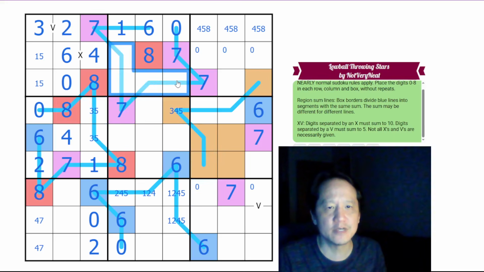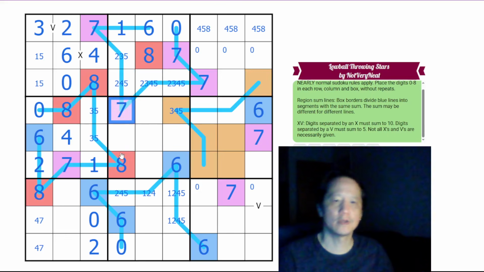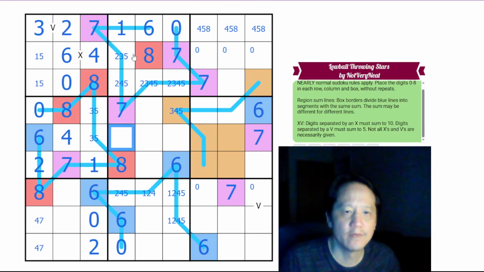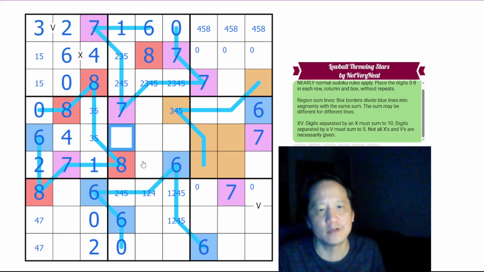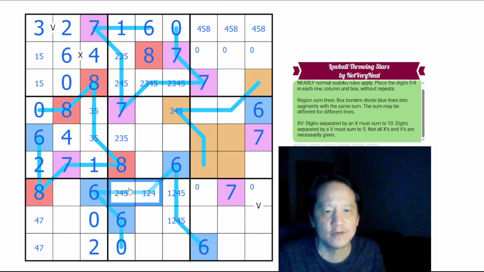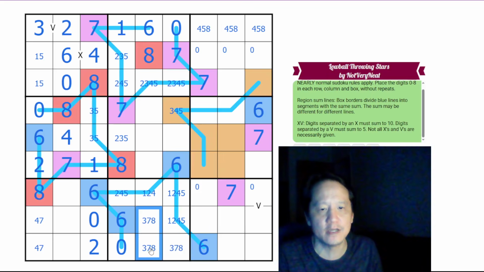To add up to 7, we have 2, 5, and 3, 4. No 4 here, so no 3 there. Okay. Remaining digits in column 4 must be 2, 3, 4, 5, but 4 can't be here, so this is 2, 3, and 5. Remaining digits in this lower central box are 3, 7, and 8. 8 cannot be either of these, so 8 has to be here.